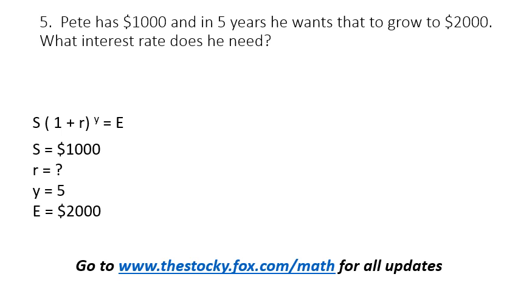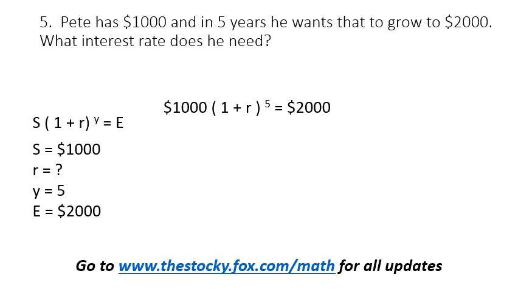He's starting with 1,000, so S equals 1,000. What interest rate does he need? We don't know that, so that's the question mark. He has 5 years and he wants it to grow to 2,000. So let's put everything in the formula. We have 1,000 times (1 plus r) raised to the 5 equals 2,000.